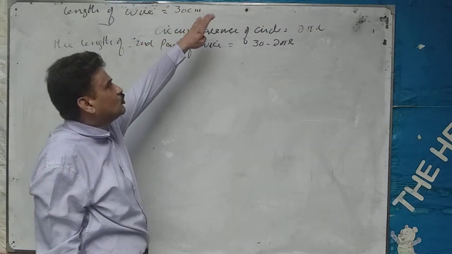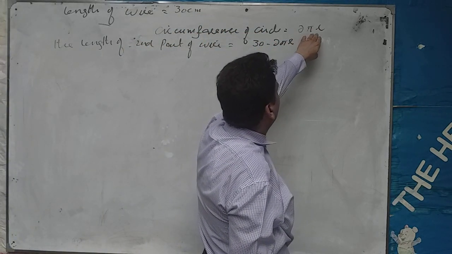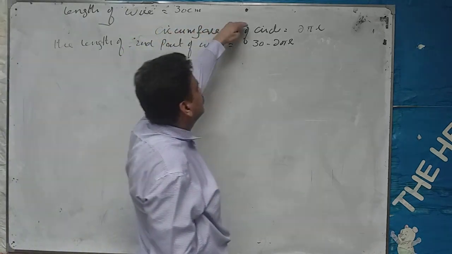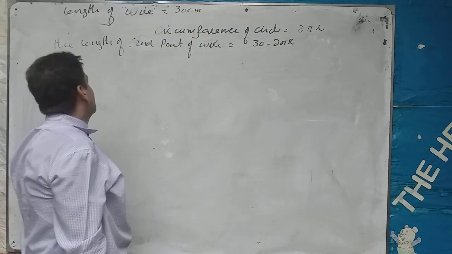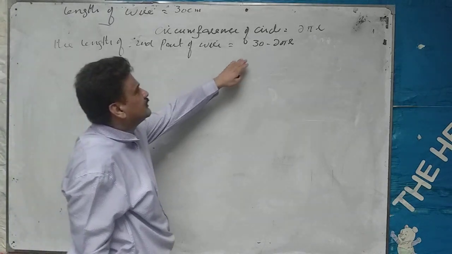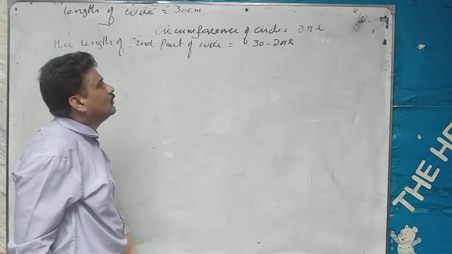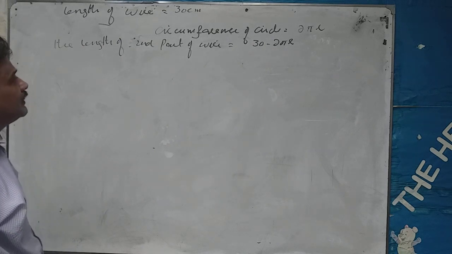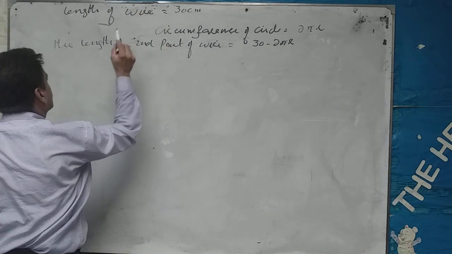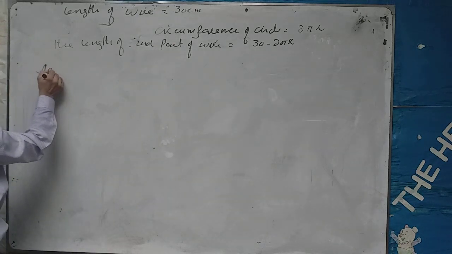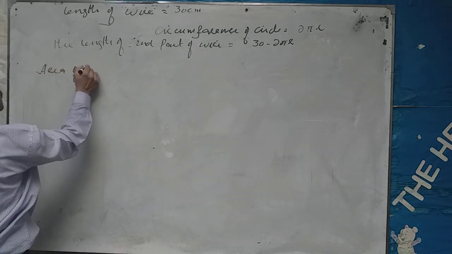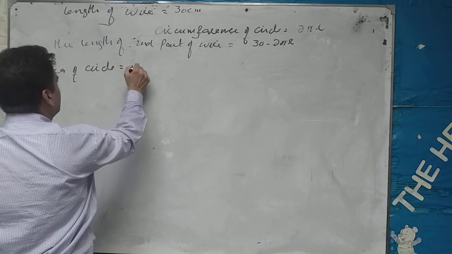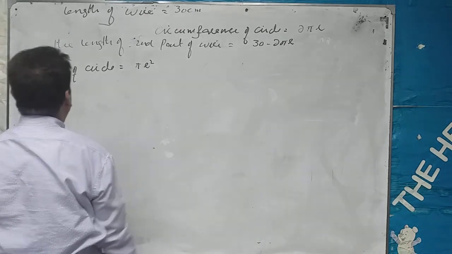The circumference of the circle, 2 pi r, is the length of the first piece of wire, and the length of the second piece of wire will be 30 minus 2 pi r. We now find the area of the circle. Area of circle is pi r square.